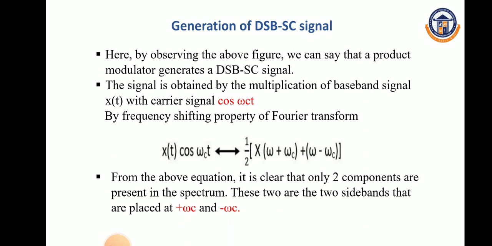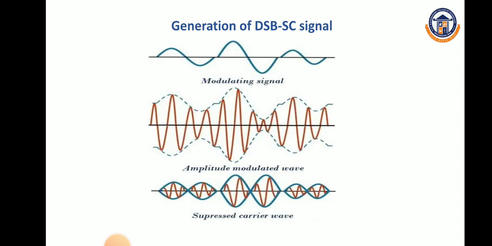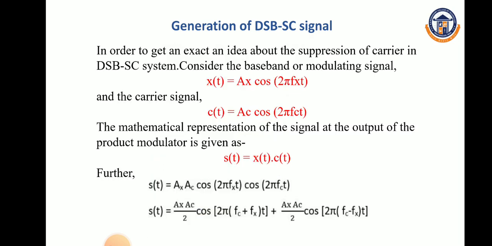So what are the two sidebands? One is plus omega c and another one is minus omega c. This is the waveform of generation of the DSB-SC signal. The first one is the modulating signal, then the amplitude modulated wave, and the last one is the suppressed carrier. You can clearly see the suppressed carrier in this waveform.